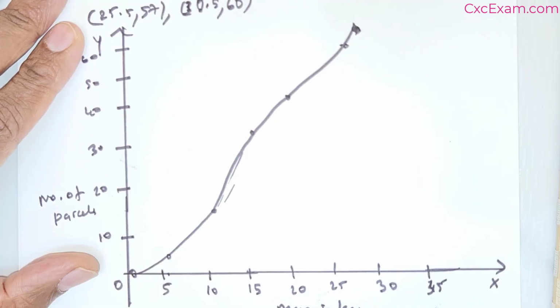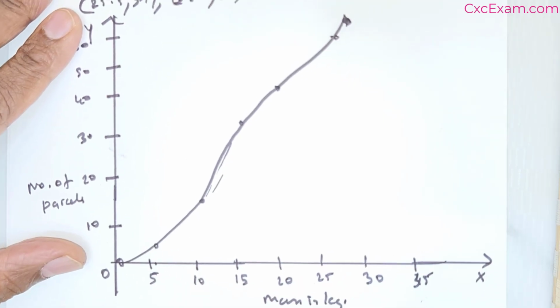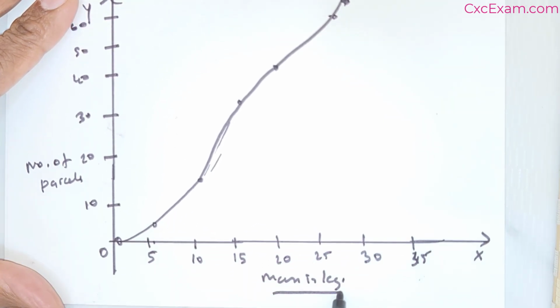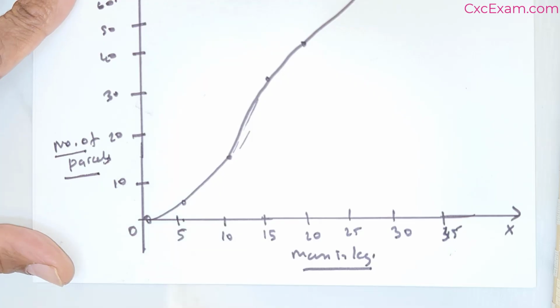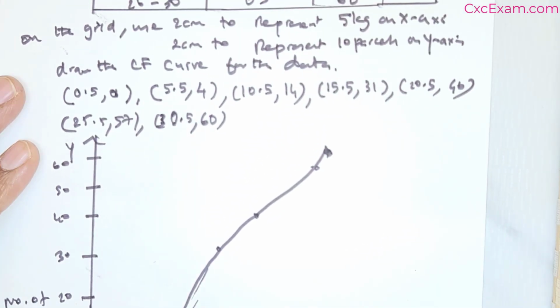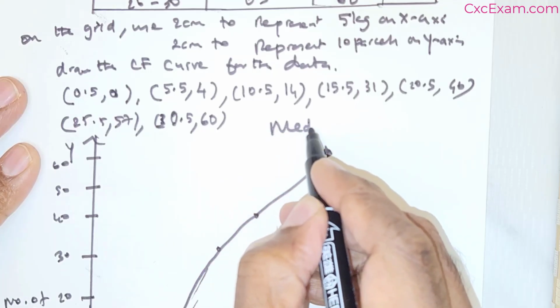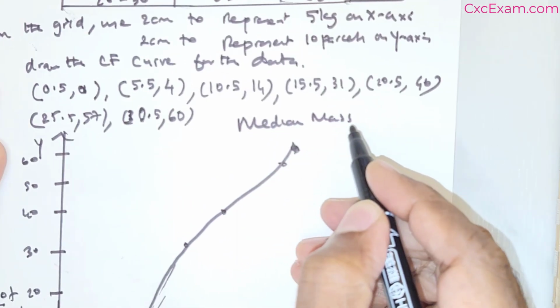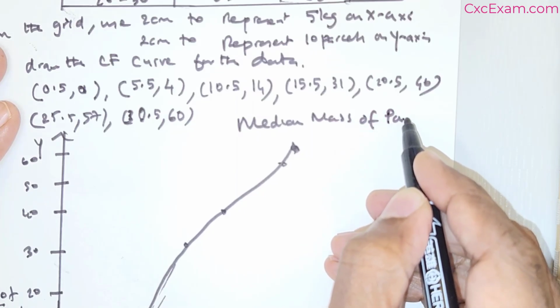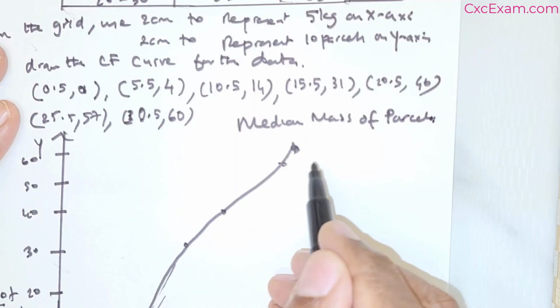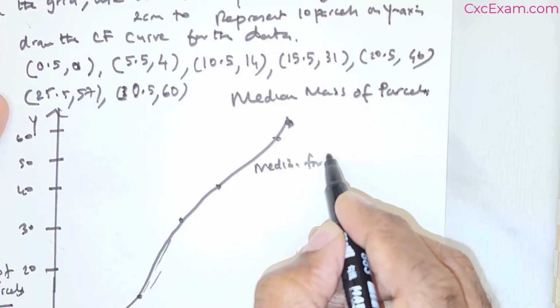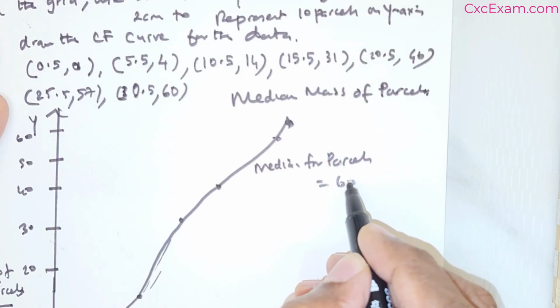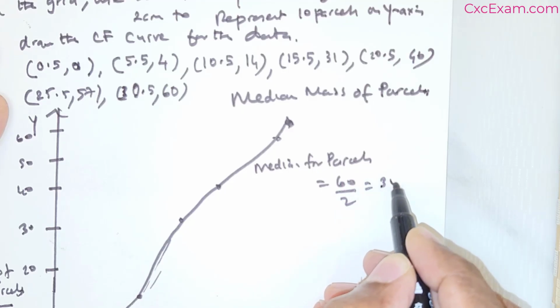So next step is we have to find out the median. You have written out everything here, x-axis and number of parcels. That's fair enough. So let me proceed to the next part. They're asking us to find the median mass of the parcels. We got totally 60 parcels. You divide by 2, you get 30.